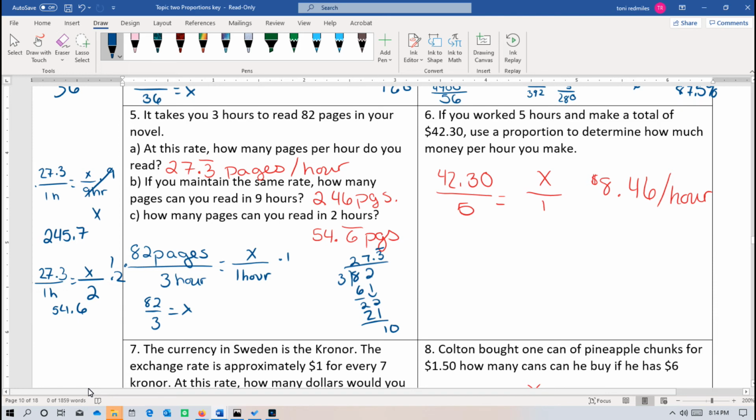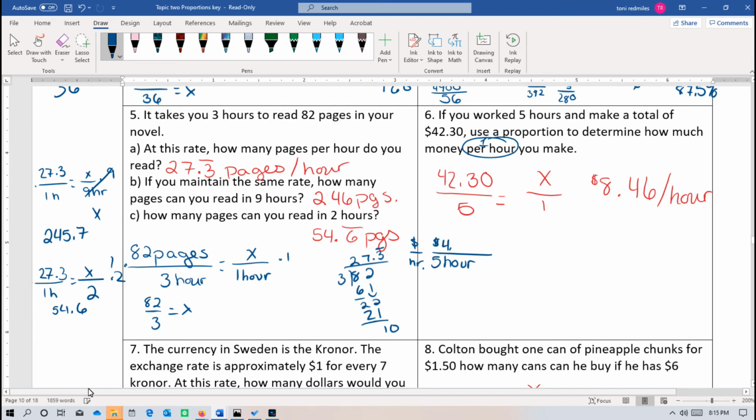All right. If you worked 5 hours and make a total of $42.30, use a proportion to determine how much you make in 1 hour. So I know hours is what I'm looking for, right? I have per 1. So I'm going to put hours on the bottom, 5 hours. I'm going to compare hours. Remember, these proportions just compare things. I'm going to compare money to hours.